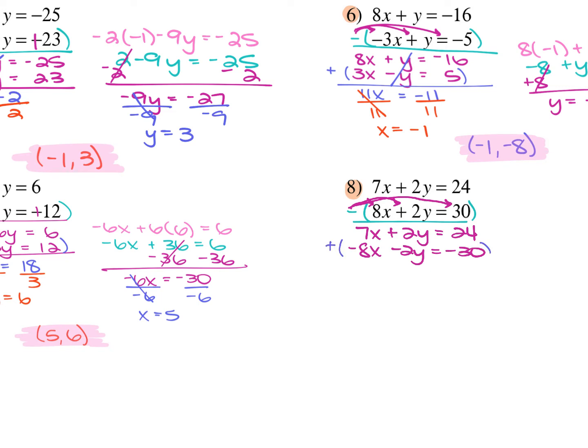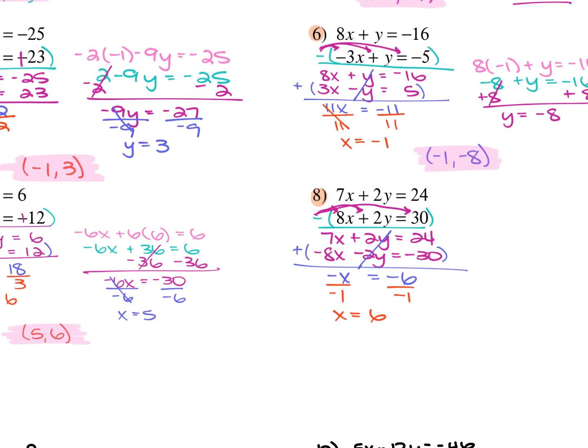And the negative times 30 is -30. From here, we're going to add these two. The 7x minus 8x is -x. The 2y's cancel. And 24 minus 30 is -6. If we then divide each side by the -1 to get x by itself, we get that x is positive 6.